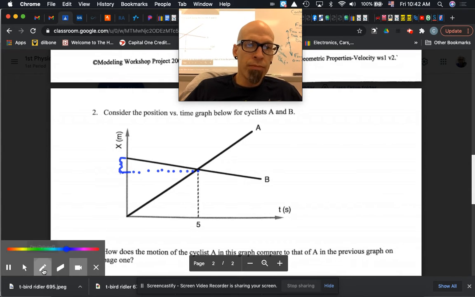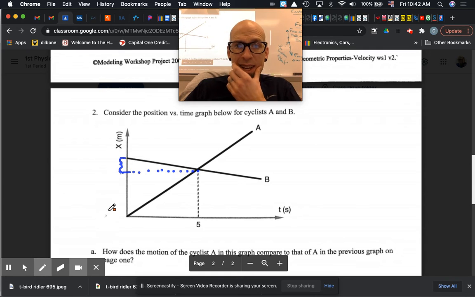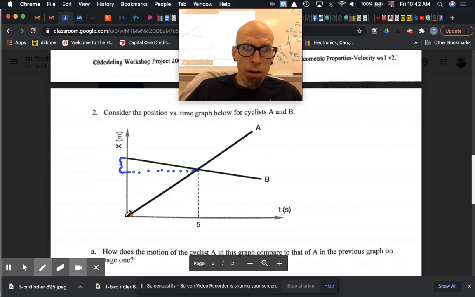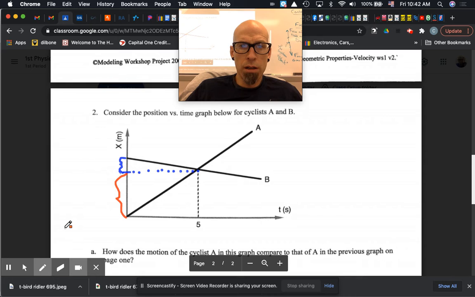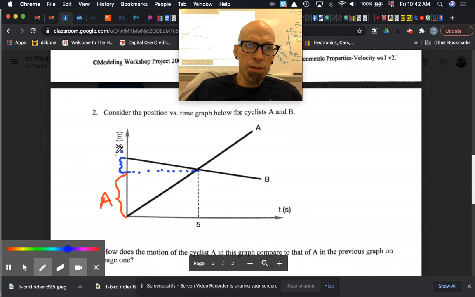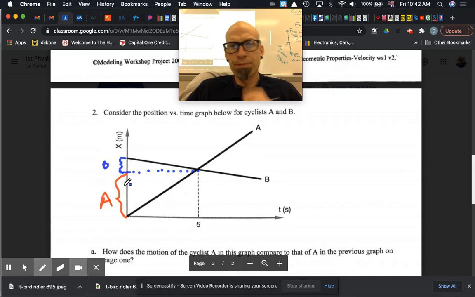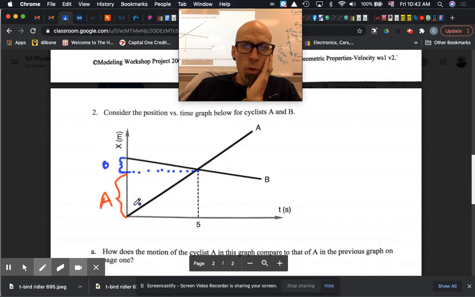Okay, good enough. And so that is B. A goes from here all the way up to here. So that's A. That's how much position change A has. This is how much position change B has. Pretend that's a B. Obviously, A went way further. B just did this, tiny little bit, probably even less than it did in the first one.